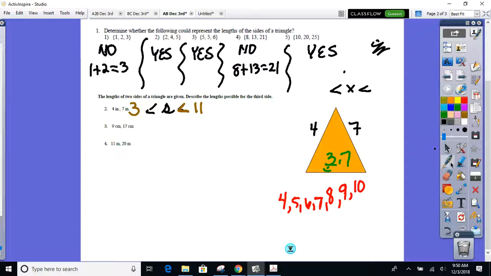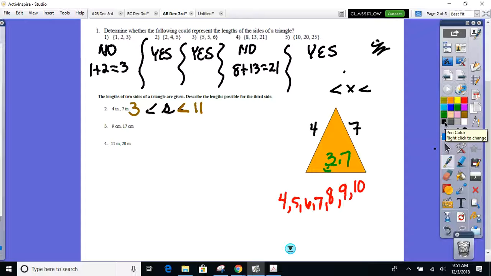3 and 11. Anybody want to tell me a little quick trick what I could do to the given sides to get to my range of values? 7 minus 4 gives you what? 3. And how do I get to the other part? 7 plus 4? 11. That's how I can get to that range pretty quickly. I am not going to expect you guys to list them out anymore. Okay?